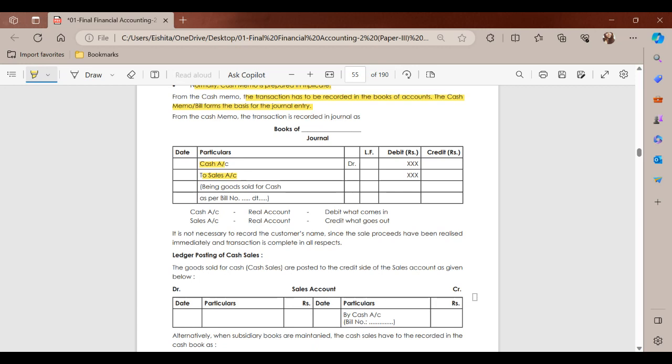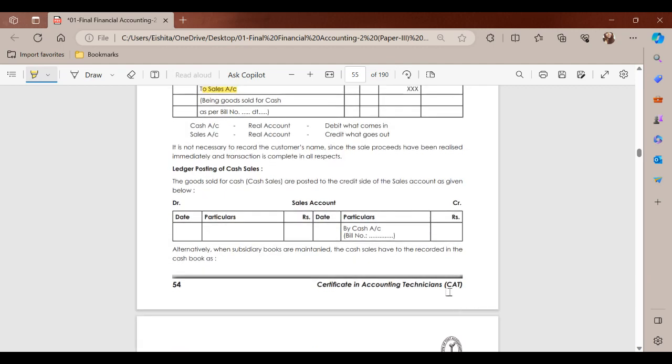Ledger posting of cash sales. The goods sold for cash are posted to the credit side of the sales account as shown below. To the credit of sales, you will see the entry as by cash. By cash for 3rd of December, by cash for 4th December. How much cash is received? You will see the single entry as by cash, and along with this the amount 4,000, 5,000, or 6,000. You will see the respective amount.